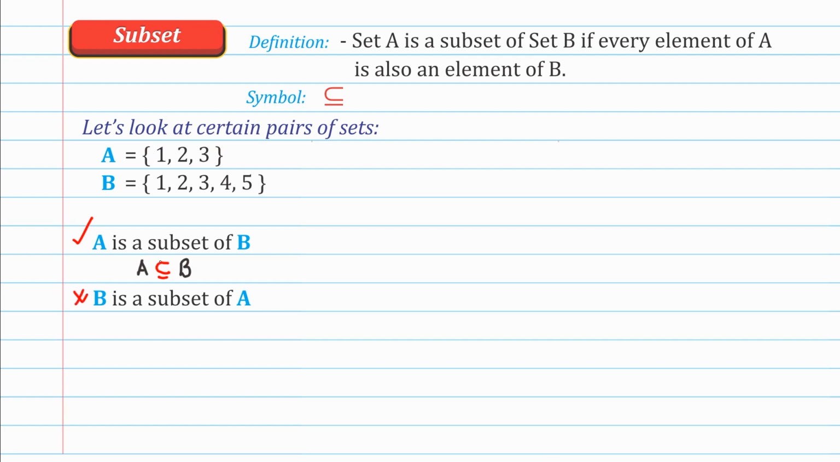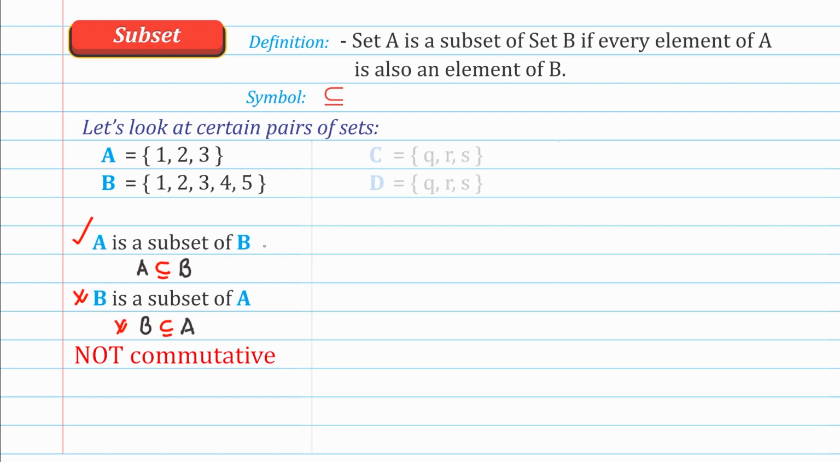So, that means subset, that relationship, is not necessarily commutative. Meaning, if A were a subset of B, it does not necessarily mean that B is a subset of A.